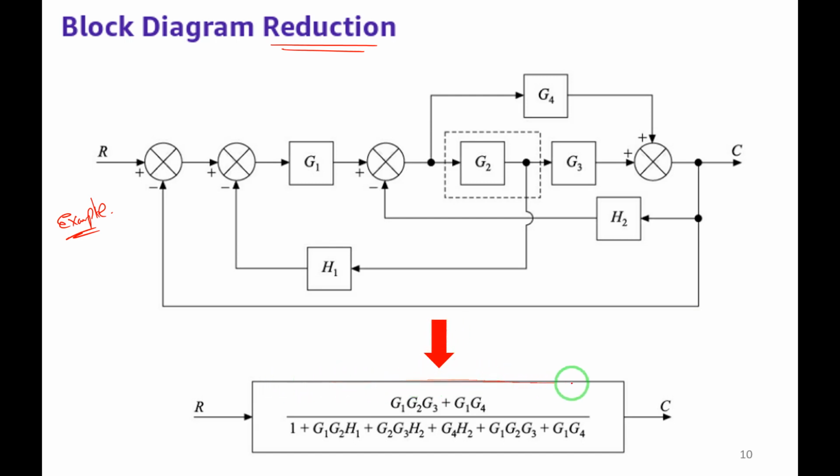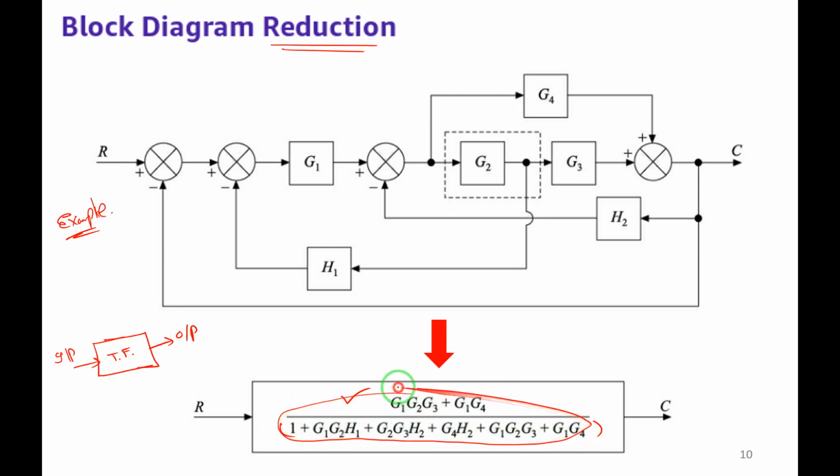So this is a single block. To the left there is input R, to the right there is output C, right? And this is the transfer function. After reducing this, the transfer function is indicated within this block. This is the transfer function we have indicated, G1, G2, G3 plus G1, G4 divided by something, this entire thing. So finally, we will reduce it to a single block, and there is input and there is output, and we will represent the transfer function inside the block.